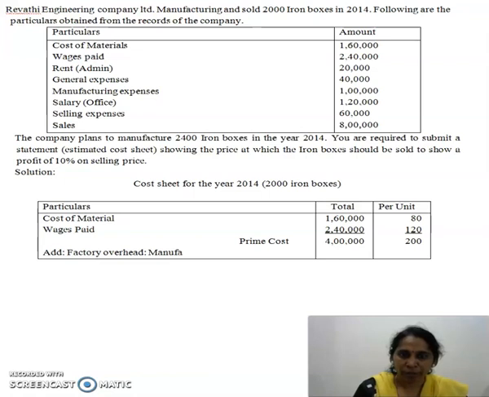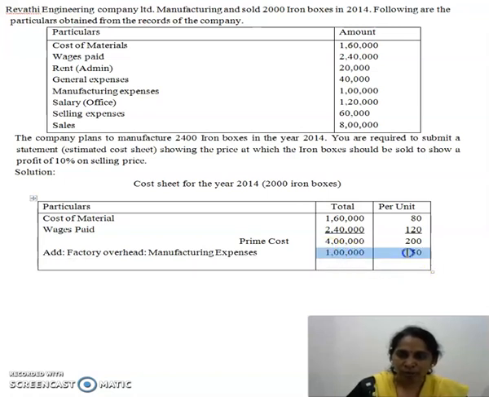Manufacturing expenses is given, so this will be considered as factory overhead. The amount of manufacturing expenses is 1 lakh, and the per unit is 1 lakh divided by 2,000, which comes to 50 rupees. Add these two, only one item. So you will be getting the total 4 lakhs plus 1 lakh, which is 5 lakh, and here per unit is 250. For this we have to give the name works cost or factory cost. You can use any word.